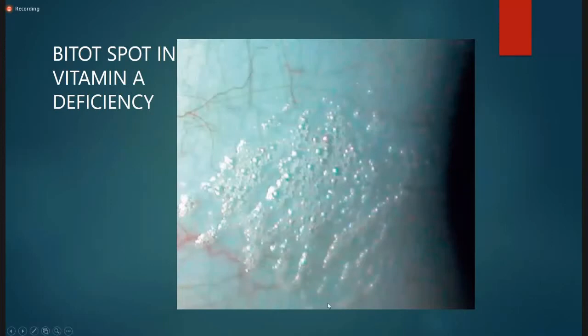Bitot's spots. These are triangular. There's an enlarged figure showing triangular patch Bitot's spots. It is due to dryness, which is secondary to vitamin A deficiency. There are goblet cells deficiency in vitamin A. So you may find initially dryness, and they form spots, which are known as Bitot's spots.